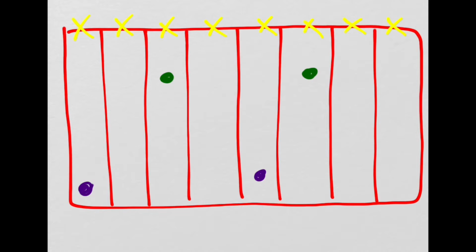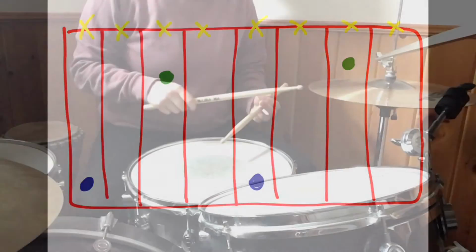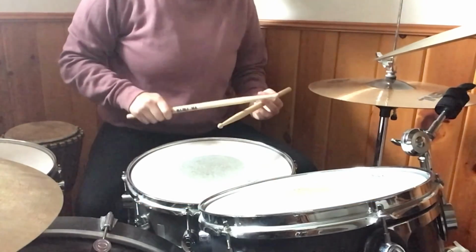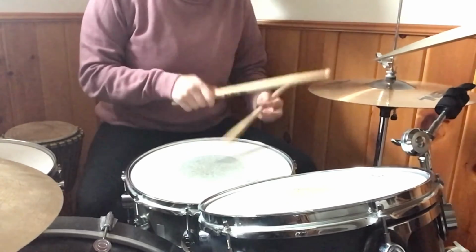Oh, look at that. I missed that one. Oh, there we go. Had a weird thing go down. Okay, so there it is. That is our basic rock beat on the drum set, which sounds a little something like this. 1, 2, 3, 4, 5, 6, 7, 8.